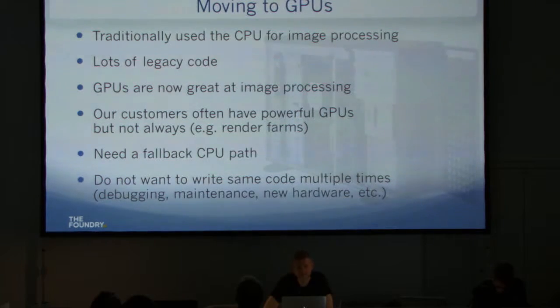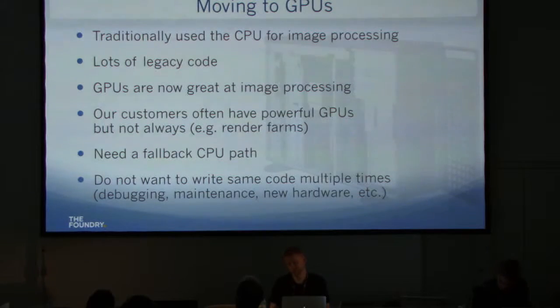The Foundry, as I said, was founded in 1996, and we have a huge amount of legacy code, most of which was designed to run on the CPU. But as we all know, GPUs are in the ascendant, and they are now very good at image processing. And a lot of our customers, such as artists, have very powerful GPUs, but not all of our customers do. So for instance, if the effects that are being run in Nuke are to be run on a render farm, then a lot of render farms don't have GPUs. And so we still need to maintain a CPU fallback for all of our algorithms.